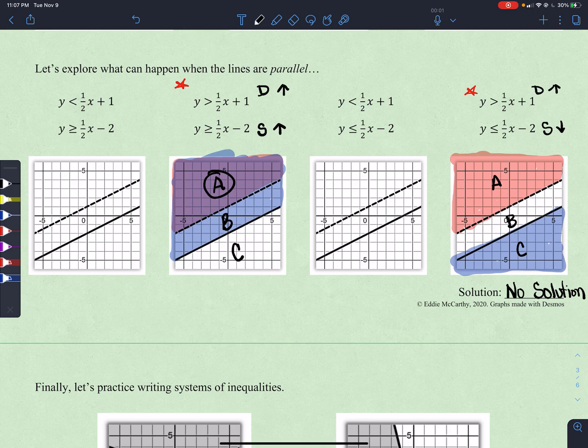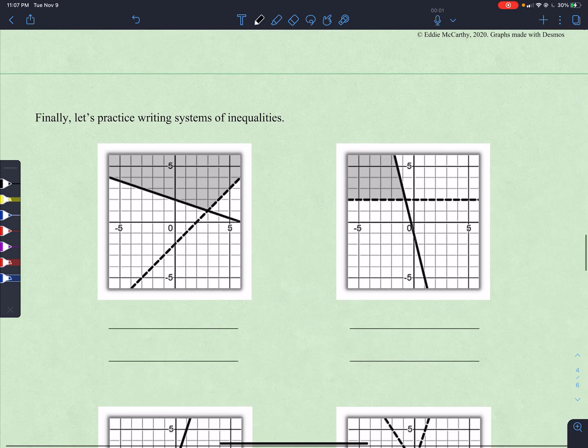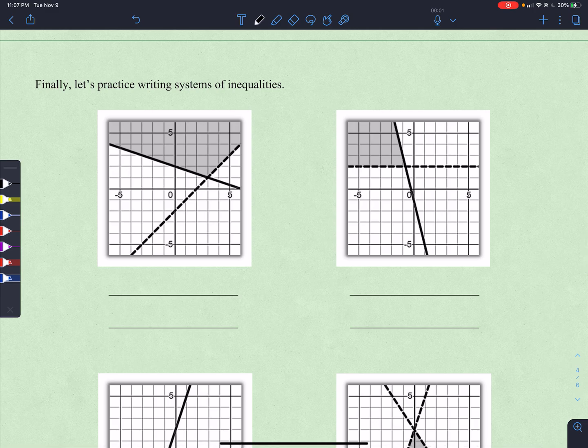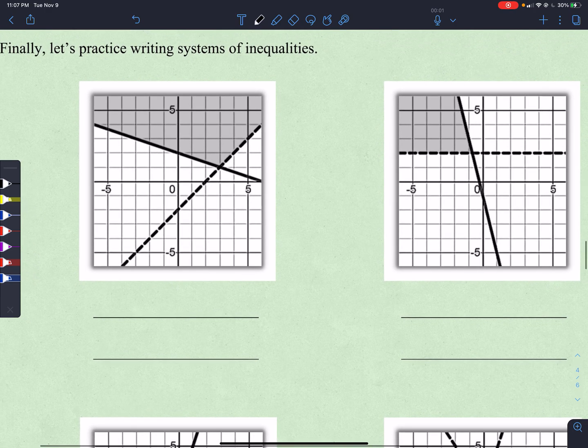Okay. All right, last two pieces here. So I want to write equations for two of these graphs. All right, the first one, I'm going to go ahead and label this one equation A, this one equation B. Okay. All right, on equation A, I can see that it's decreasing, so it is going to be less than, and it is a solid line, so it's also going to be equal to.